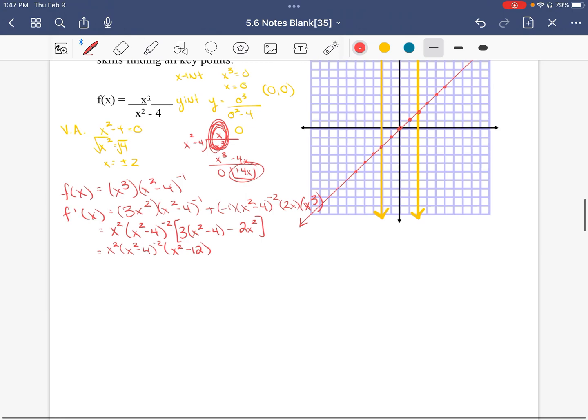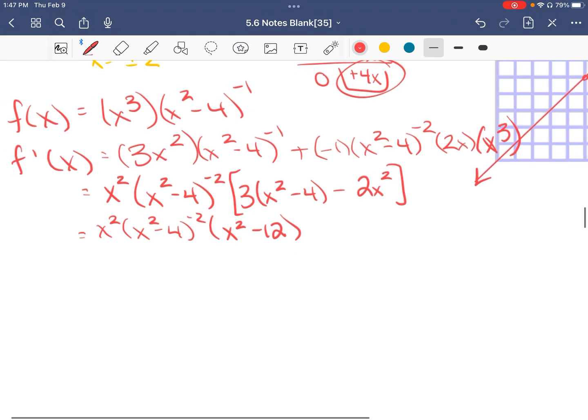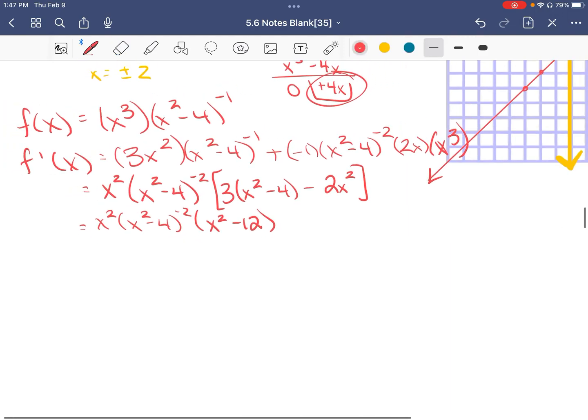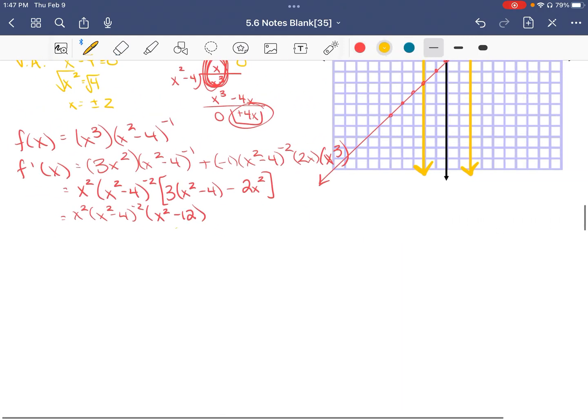Which technically we could also factor that further. I mean, if you want x squared minus 4 to the negative 2, let's not do that. We can just do the math. If you recognize this is a difference of squares. So our sign analysis on our first derivative, we've got a lot of things.